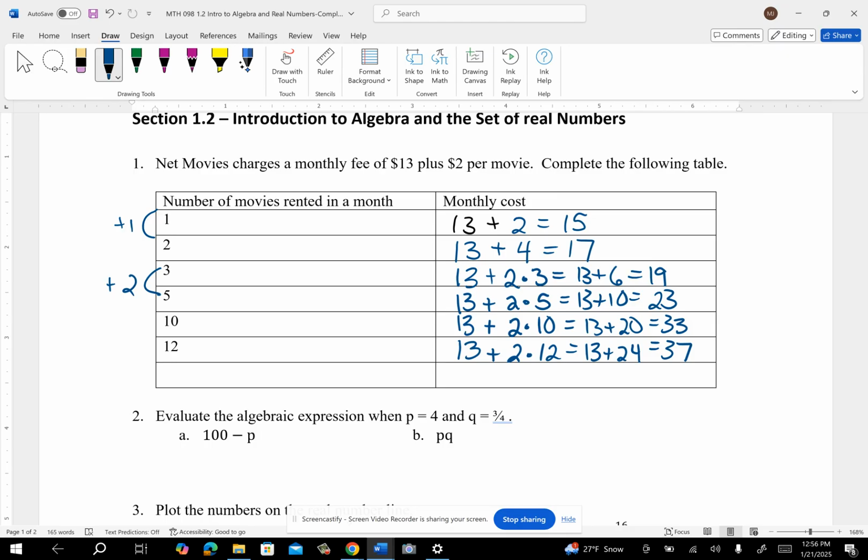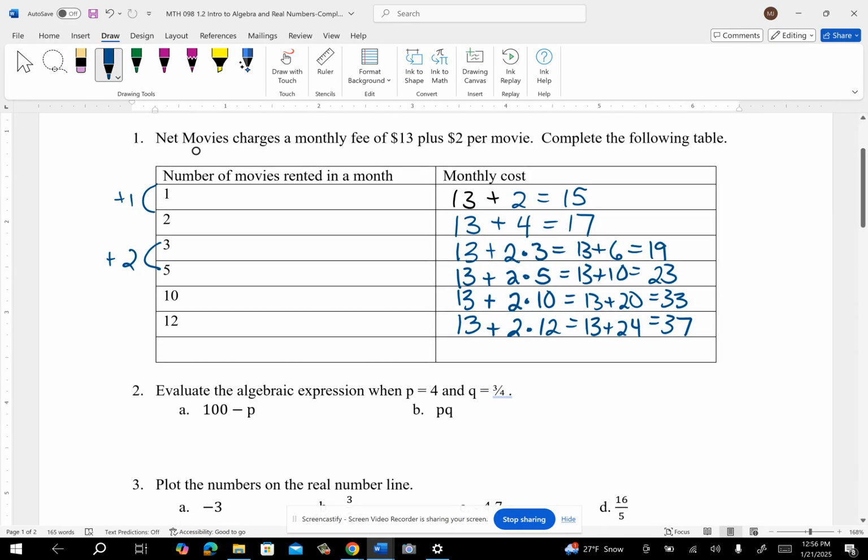Okay. Now, what I would have asked you to do in class is to let a letter like M stand for the number of movies. Okay, so if I let M stand for some number of movies, then I could represent what the monthly cost would be. And I could do that by thinking about how I calculated these monthly costs over here. Every time, didn't we have to pay $13? Every time, didn't we have to pay $2 for each movie? And it's just that M is standing for the number of movies that we wound up renting.